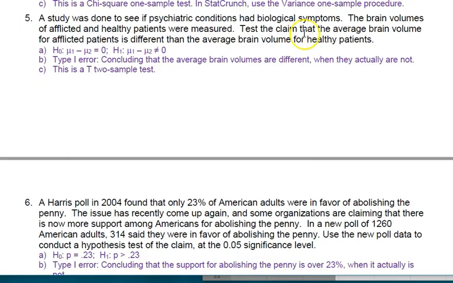Let's look at number 5. In this one, we're talking about the brain volumes of afflicted and healthy patients. The claim is that the average brain volume for afflicted patients is different than the average brain volume for healthy patients. First of all, we're talking about averages. That means that we're doing some kind of test to do with means, which also says that we'll be using t-stats in StatCrunch. And this time it's talking about two different averages, the average for the afflicted patients and the average for the healthy patients. So we're talking about two different means. That means that we're doing a t-stat 2-sample test.